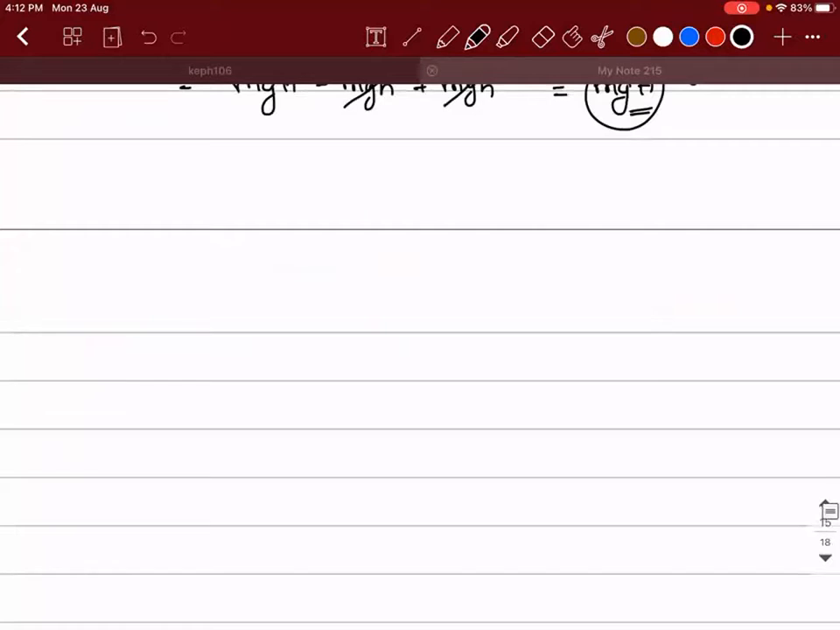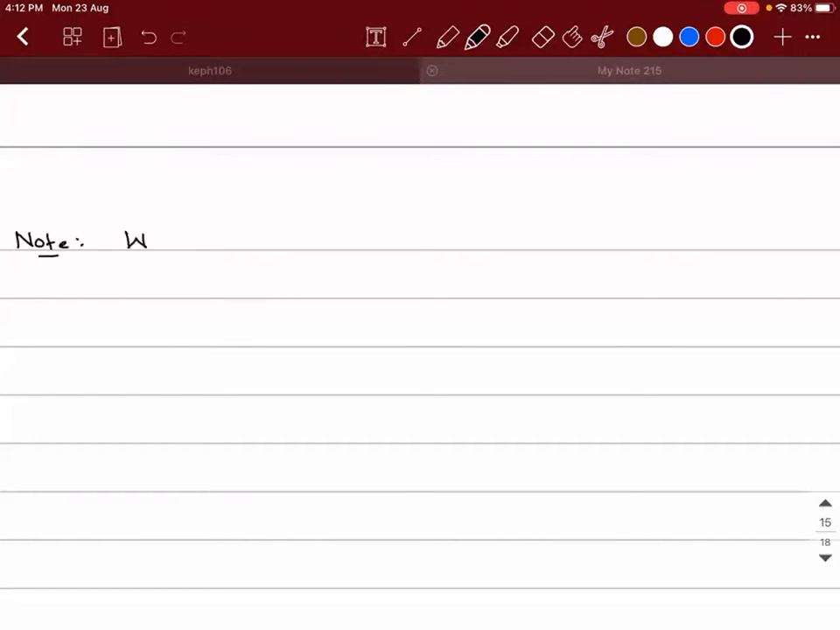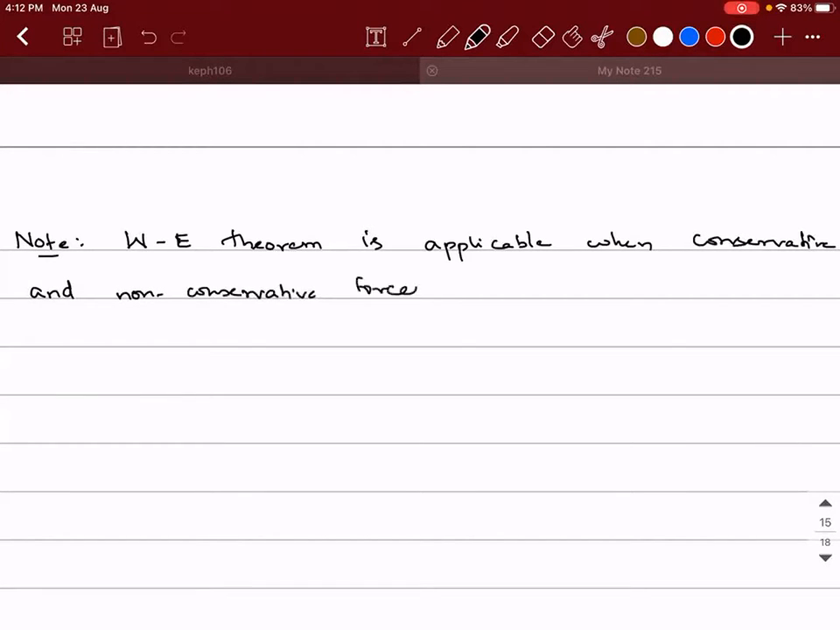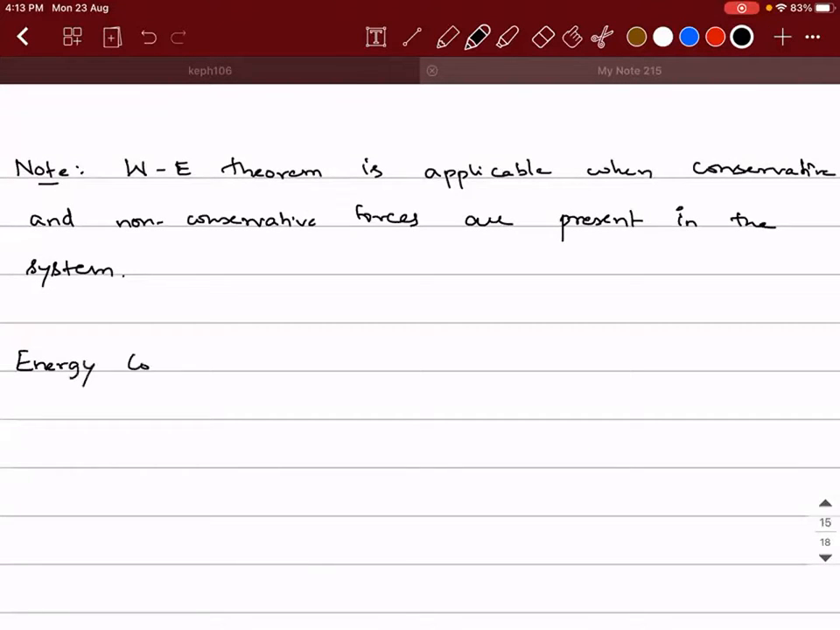So write down an important note. Work energy theorem is applicable when conservative and non-conservative forces are acting in the system, whereas energy conservation is applicable only when conservative forces are acting in the system.